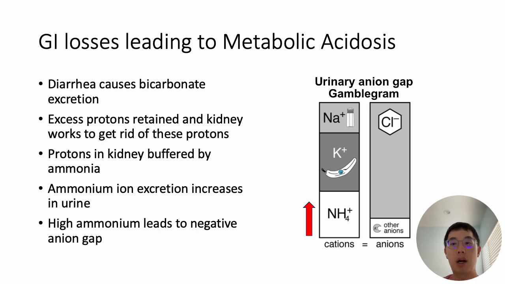When we have GI bicarbonate losses, such as with diarrhea, the excess protons that are retained in the body have to be eliminated by the kidney. Recall from our previous videos that once we excrete these protons into the urinary space, we use ammonia to absorb all the excess protons and convert it into ammonium. Since we'll have a higher amount of ammonium as a result of this process, this will ultimately lead to a negative anion gap.